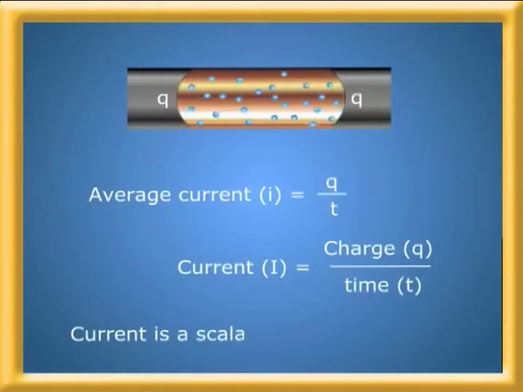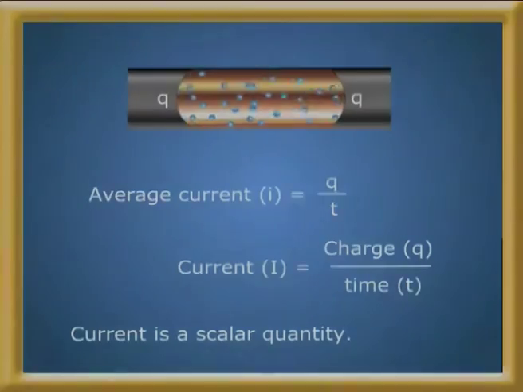Current is a scalar quantity. Current is not a vector quantity. It is a scalar because it doesn't obey the laws of vector addition. Current is a macroscopic quantity like the mass of a body or volume of a container. SI unit of current is ampere.